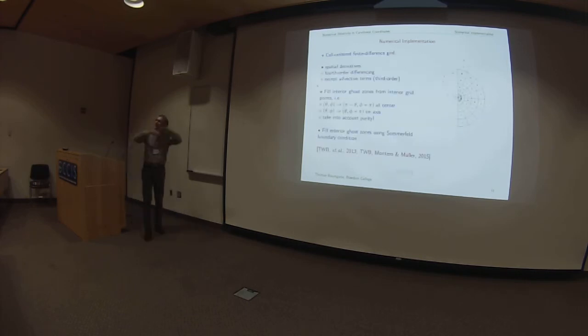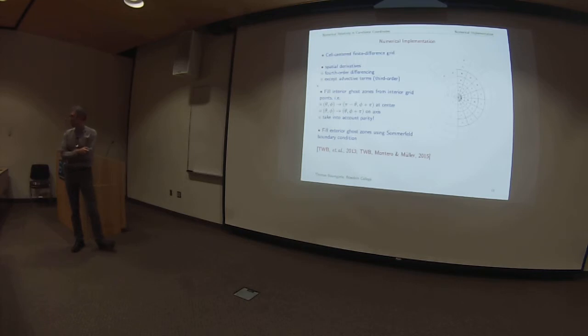You can then implement these equations numerically. I already told you that it would be a good idea to use a cell-centered grid so that you don't have a grid point at r equals 0 or sine theta equals 0. Here's an example. My particular implementation uses fourth-order differencing. There are several other features that are not really important. One point that is important is the following.